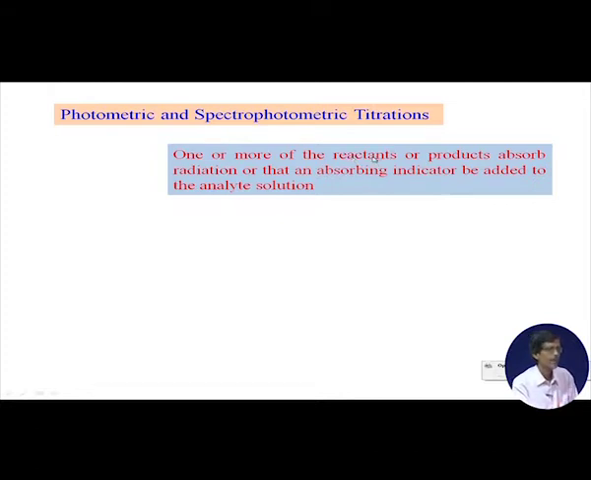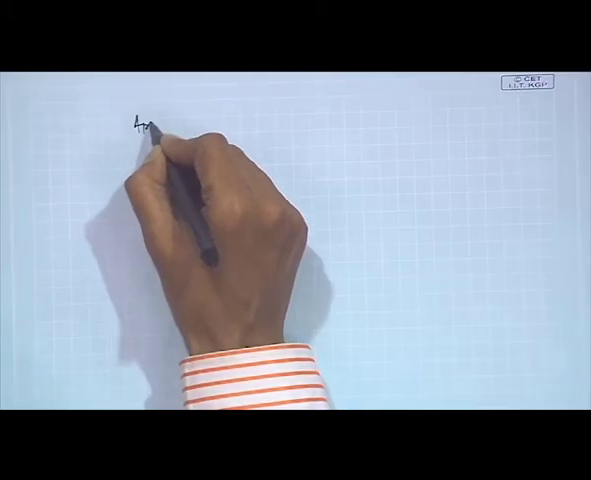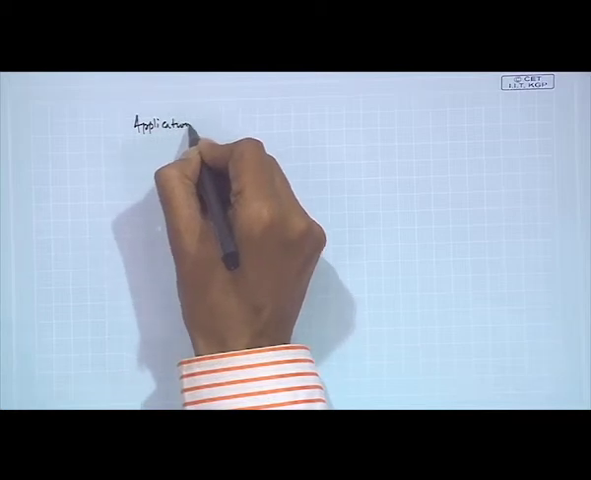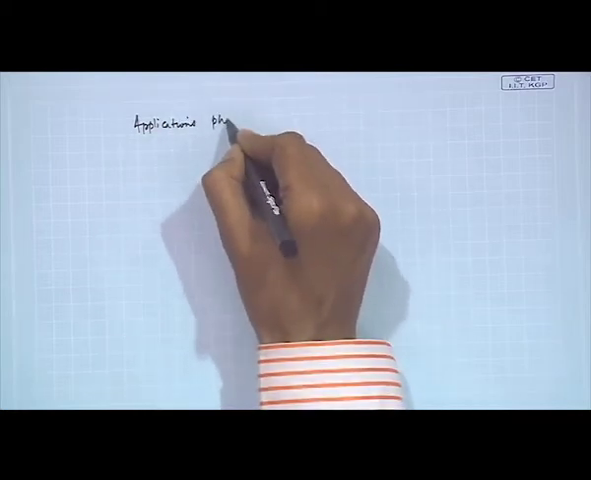That means either the reactant can be colored, like an azo dye or a metal ion indicator, or the product can be colored. In that case, the chromophoric reagent is not colored, the product is colored, and the chromophoric product is the chromophore. Sometimes an absorbing indicator can be added to the analyte solution, so that there will be a change in color for that particular reaction. So, we can have the typical applications of these photometric titrations.